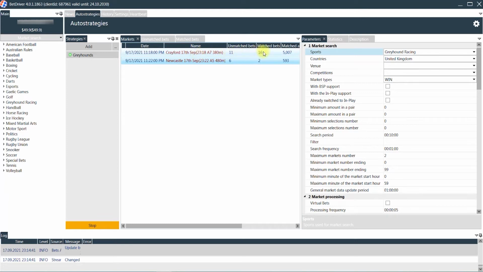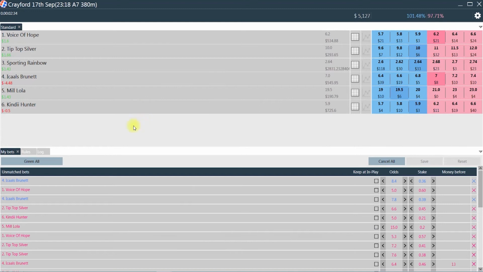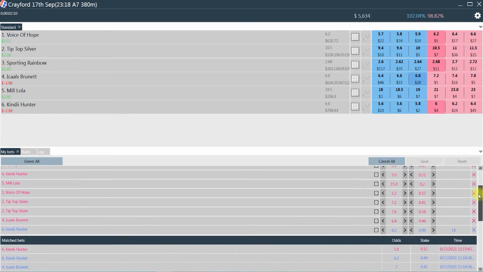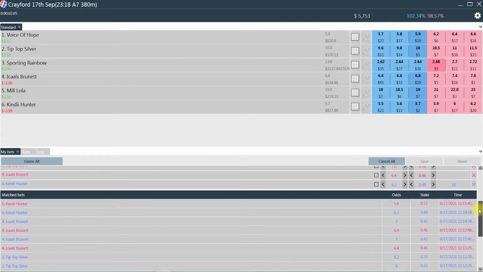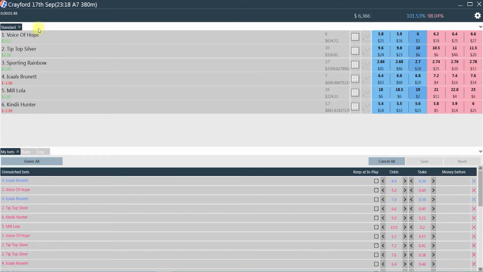Here, 16 bets have already been matched, and 11 more bets remain unmatched. There are just over 2 minutes left before the start. When 1 minute is left, the program will cancel all unmatched bets. After that, it will place closing bets and try to equalize the results for all selections.